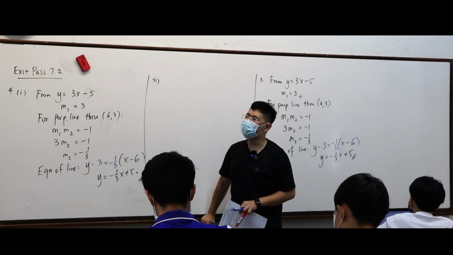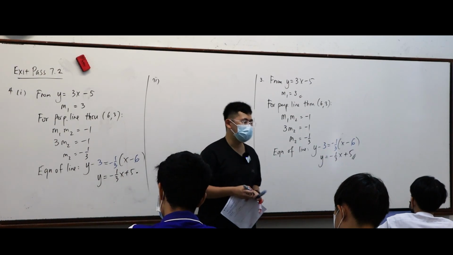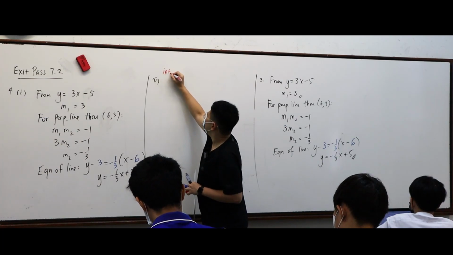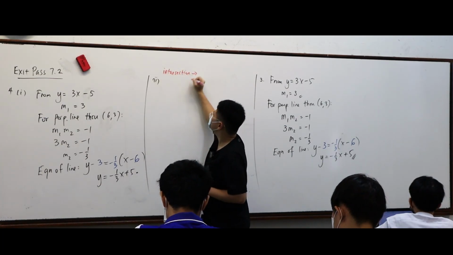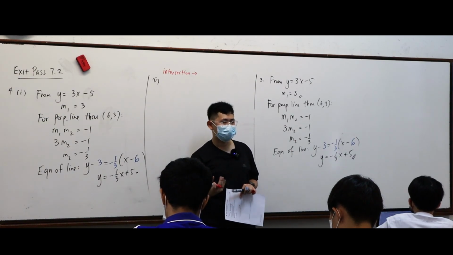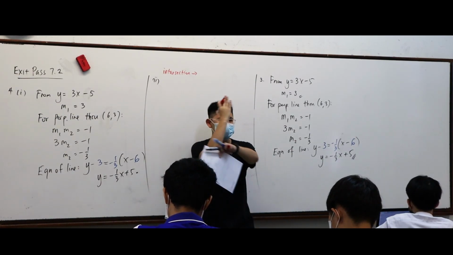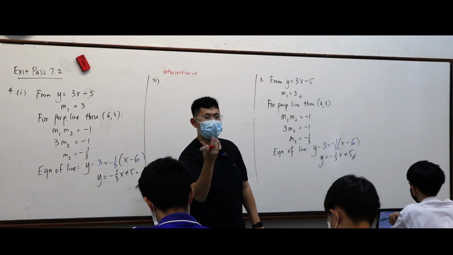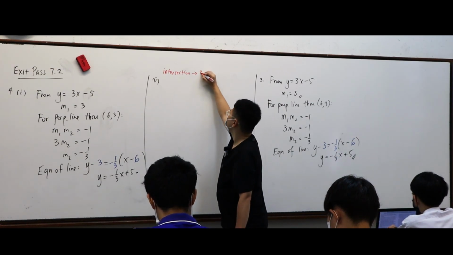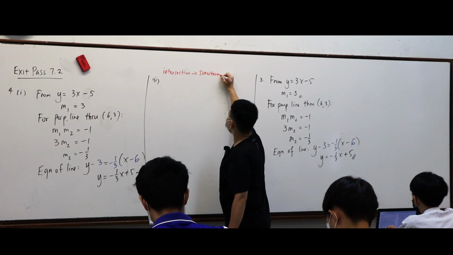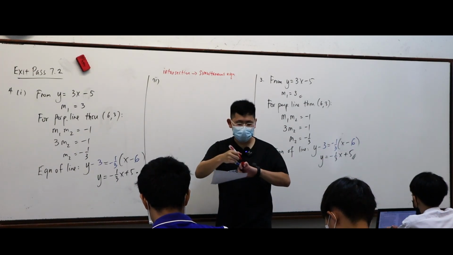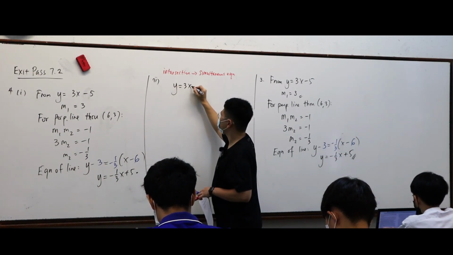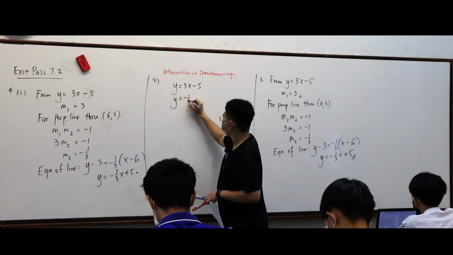Okay, number 2. Given that the two lines intersect at point F, find the coordinates of F. So now we are looking for the point of intersection. So when looking for the point of intersection, what skill or what tool do we need? Two lines intersect at one point. We will need which skill? Substitution or elimination, your simultaneous equations. Okay, and because of that, we need to list down our two lines. So the first line is this. The second line is that.